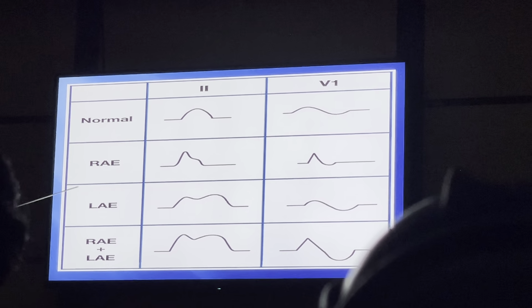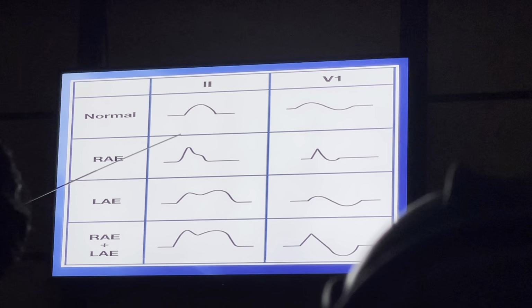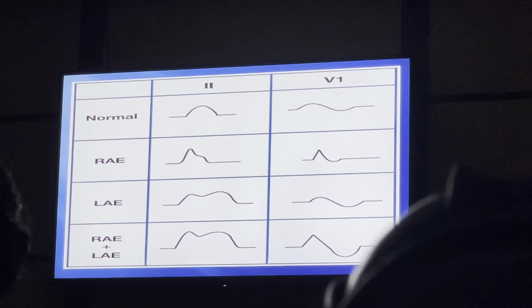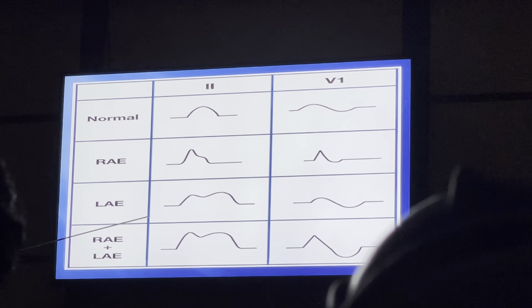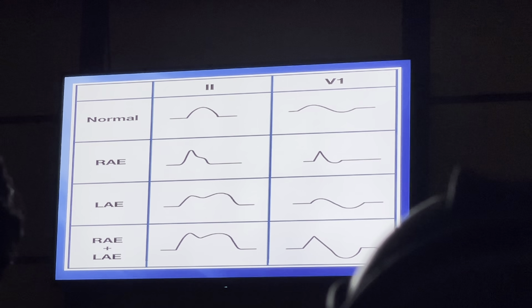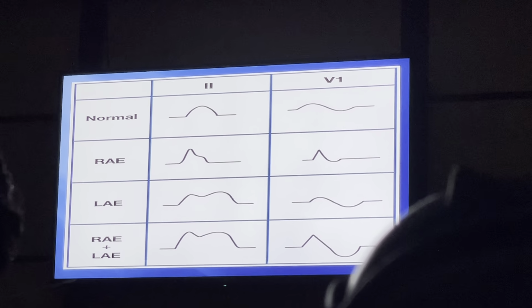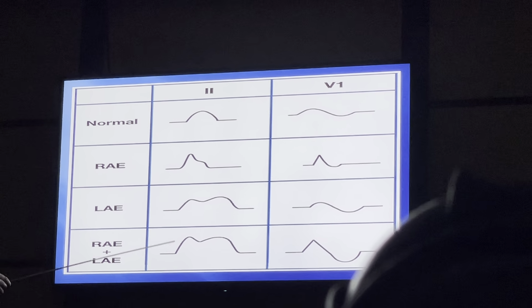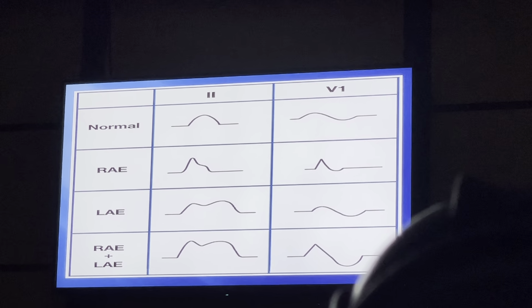So what happens in right atrial enlargement? The first part becomes more than 2.5 small squares high, while in case of left atrial enlargement, it becomes wider. In case of both atrial enlargement, you can see a combination of these two. You find that the P waves are both taller and wider.